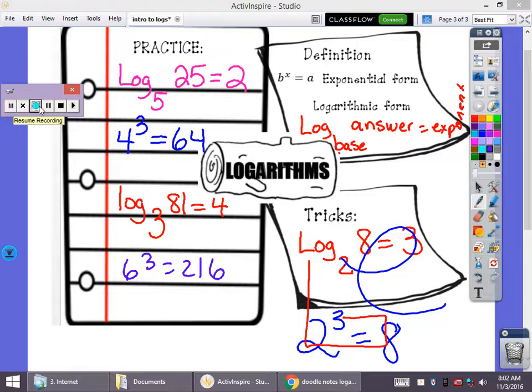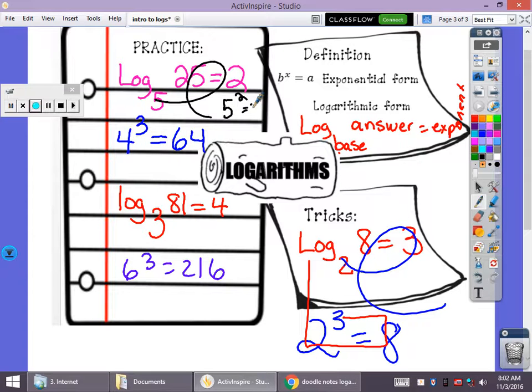All right, let's have some fun. Okay, so I'm going to use the E trick. Boom. So this should be 5 to the second is 25. Okay, I'm going to use the ugly L trick. Okay, so it's log 4, 64 is 3. Log sub 4, 64 is 3.